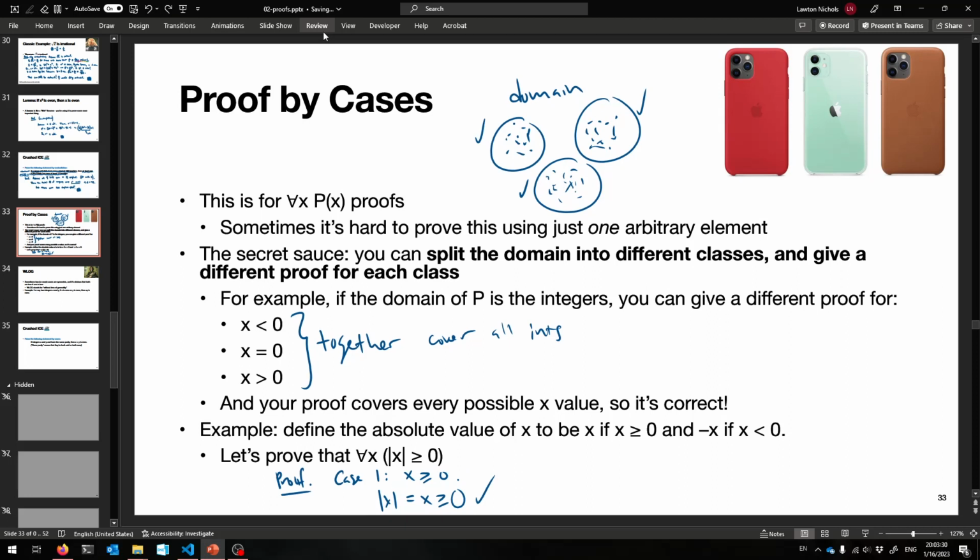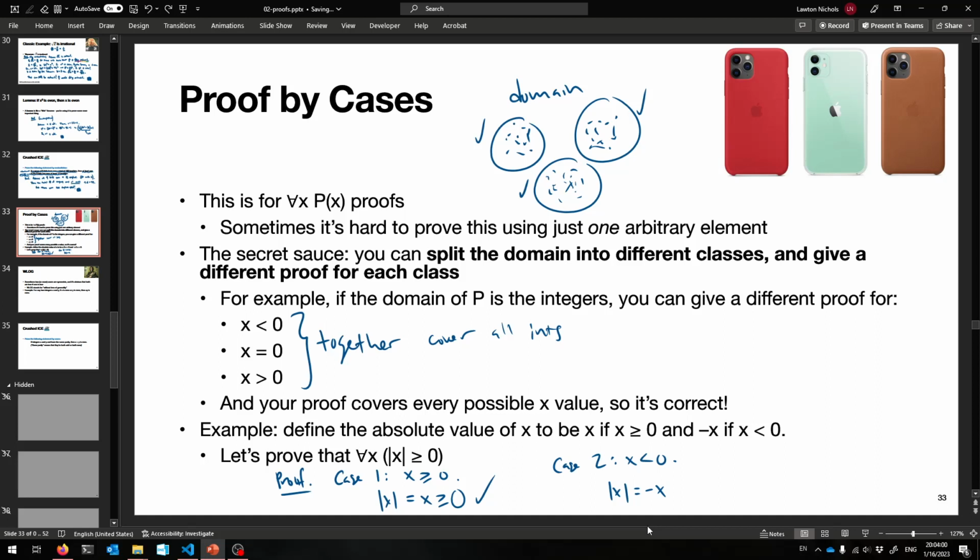And then I have the other case. I have x is less than 0. And together, those two cases cover all the integers. Case 2, x is less than 0. So let's define this. The absolute value of x is equal to negative x, because x is less than 0. And I need to show that negative x is greater than or equal to 0 somehow. Now let me show you how I can do that.